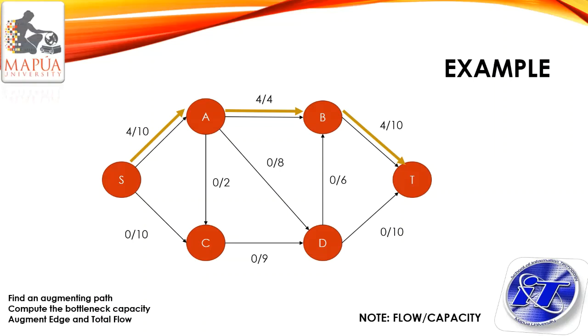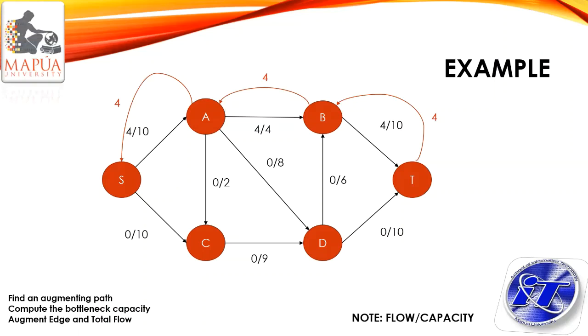So third step, that's it. Fourth step, create a reverse edge that will show the used capacity. Okay, so again, it's just for equilibrium. Okay, choose another path. So now I'm going to consider the S-C-D-T path.